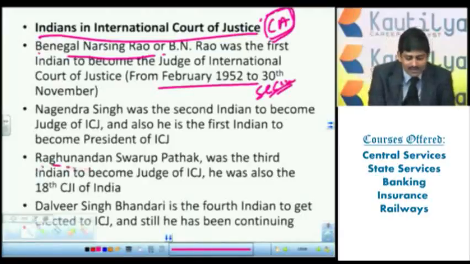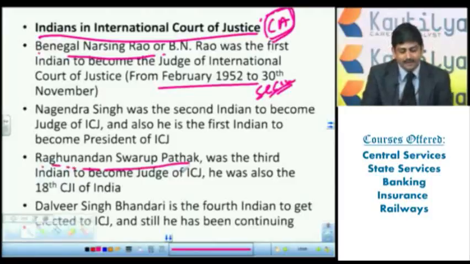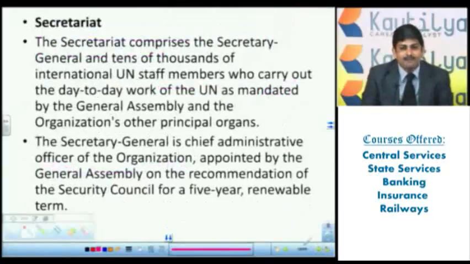The third one was Raghunandan Swarup Pathak. He was the 18th Chief Justice of India, and he also became a judge of the ICJ. Dalveer Singh Bhandari is still a member of this organization even today. He has been there since 2012. He is the fourth Indian to become a judge of the International Court of Justice.